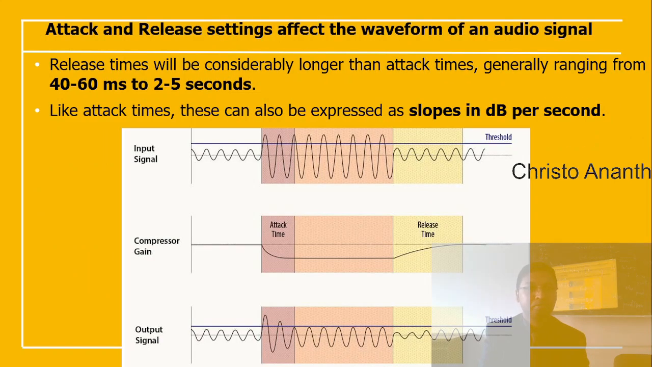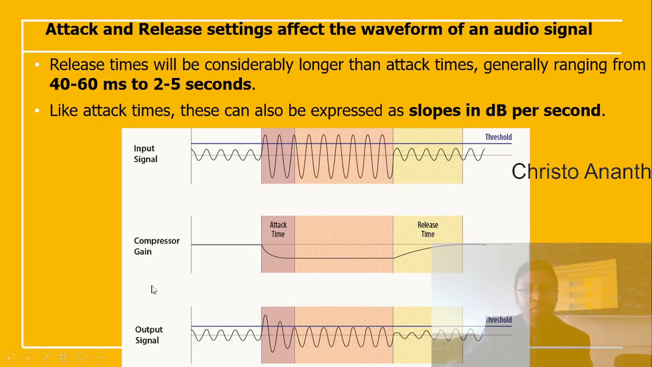Okay, so release times will be longer than the attack times. Generally it might be like 40 to 60 milliseconds to maybe a few seconds. So that much it will be larger than the attack time. Like the attack time, you can express it as the slopes in decibel per second.